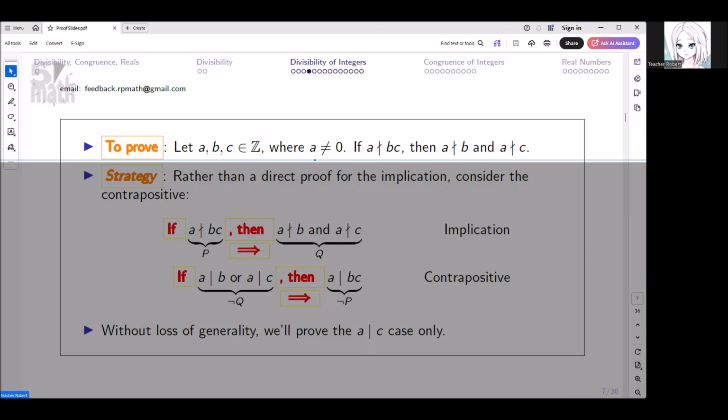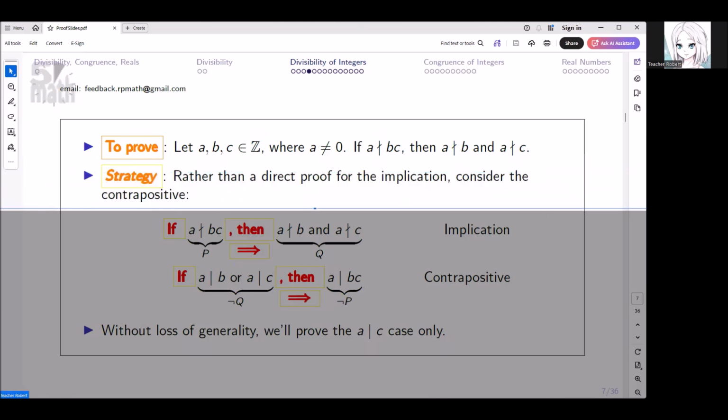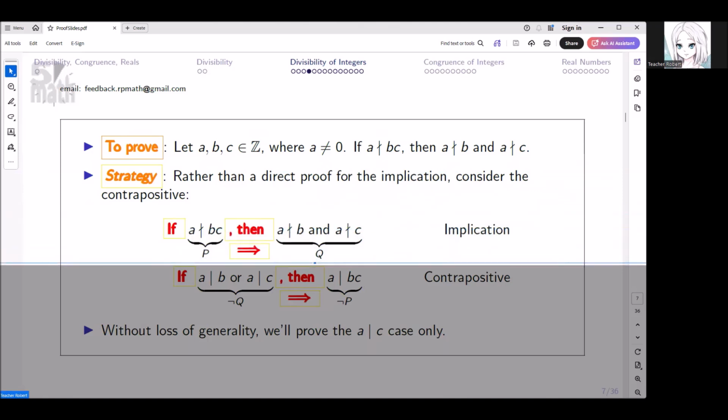To prove, let a, b, c be elements of the integers, where a doesn't equal 0. If a does not divide bc, then a does not divide b, and a does not divide c. Strategy. Rather than a direct proof for the implication, consider the contrapositive. Implication. If a doesn't divide bc, then a doesn't divide b, and a doesn't divide c. If p, then q.